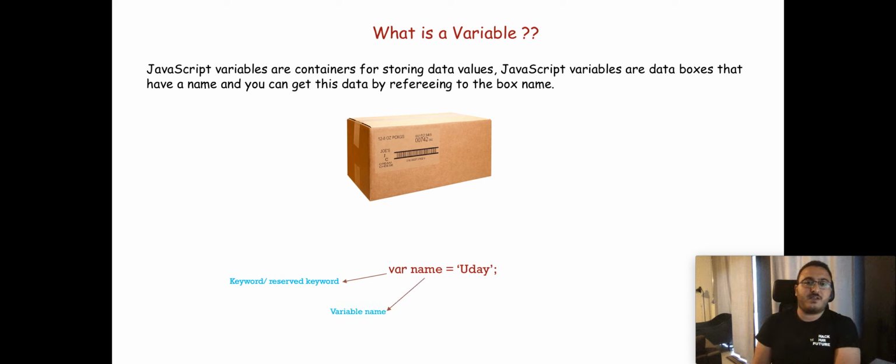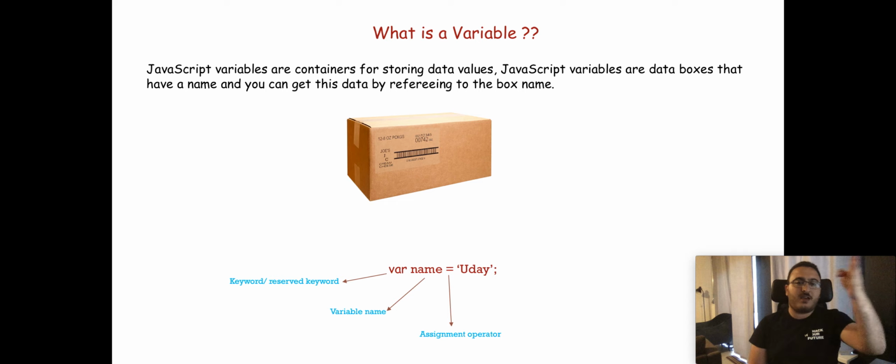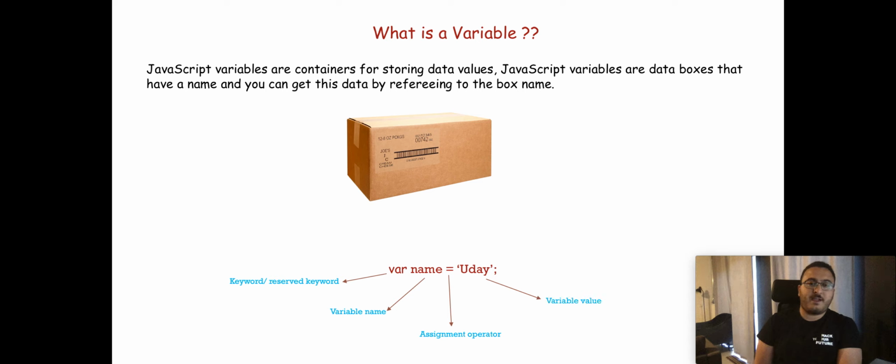name is the variable name. Equal is the assignment operator. So basically I am assigning a value to this variable name. Uday is the variable value. So if we want to read it all again, var is a JavaScript keyword. Basically, JavaScript is telling the computer I'm creating a variable. name is the name of this variable. Equal is the assignment operator. So I'm assigning a value to that name. And Uday is the variable value.